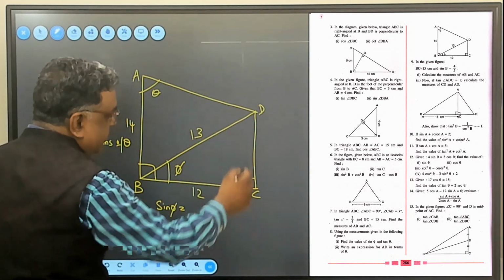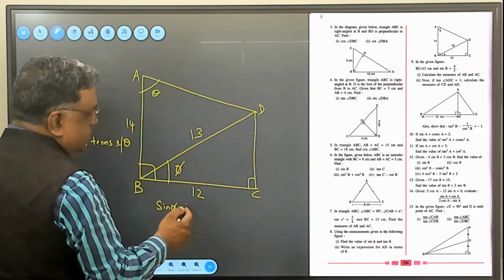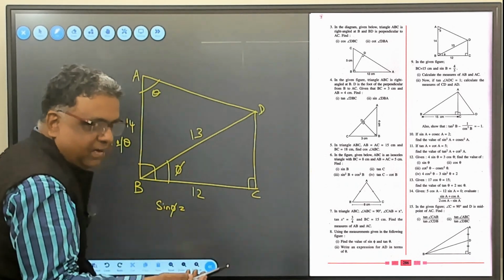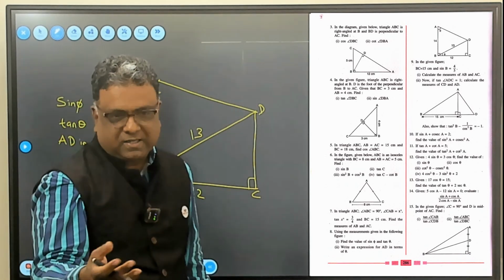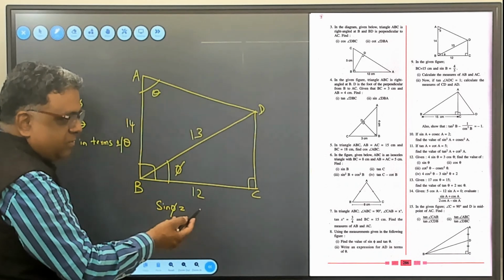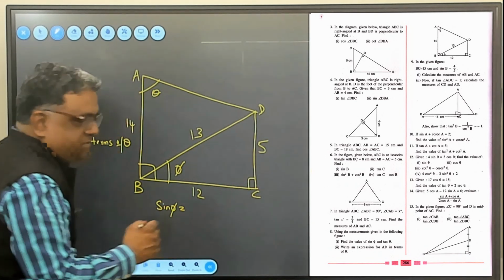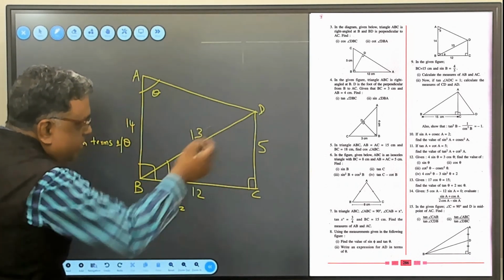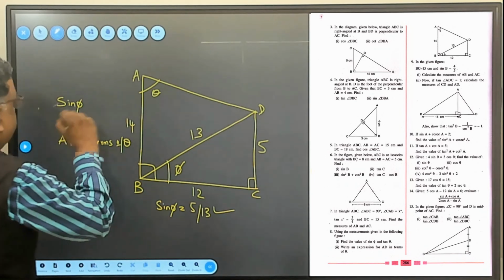In triangle BCD, we can use the Pythagoras theorem. We know the Pythagoras triplets very well, so every time I'm not going to do AB square plus BC square is AC square. Let us do 169 minus 144 is 25. Square root of 25 is 5. So this is going to be 5. So sine phi becomes opposite upon hypotenuse, which is 5 by 30. So we could find sine phi.